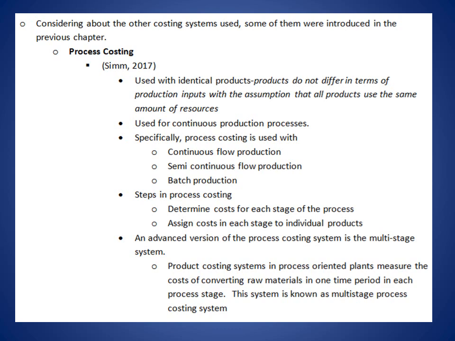When it comes to steps in process costing, first of all we determine the cost for each stage of the process, and then we assign costs in each stage to individual products. And an advanced version of the process costing system is the multi-stage system. So product costing systems in process-oriented plants measure the cost of converting raw materials in one time period in each process stage. So this kind of system is known as the multi-stage process costing system.